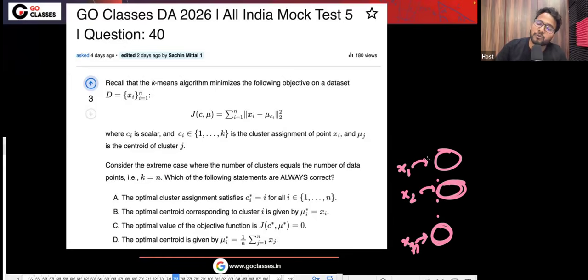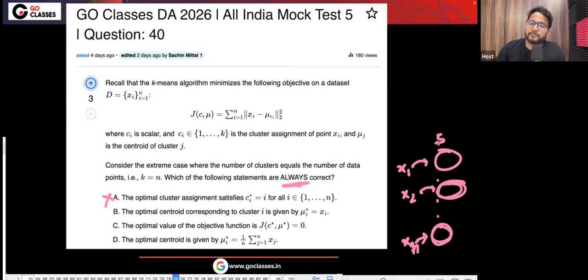Now x1 belonging to cluster number 1 is not guaranteed. The numbering is not guaranteed. It can belong to cluster number 5. So basically ci being i is not guaranteed. This can happen, but it is not guaranteed to happen. So that's why A is false. It is just a question which requires a little attention, that you should read the question carefully. It's not that the x1 cluster will be numbered as 1.